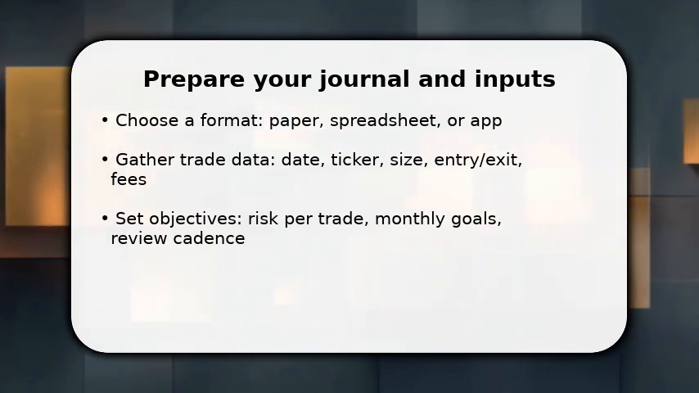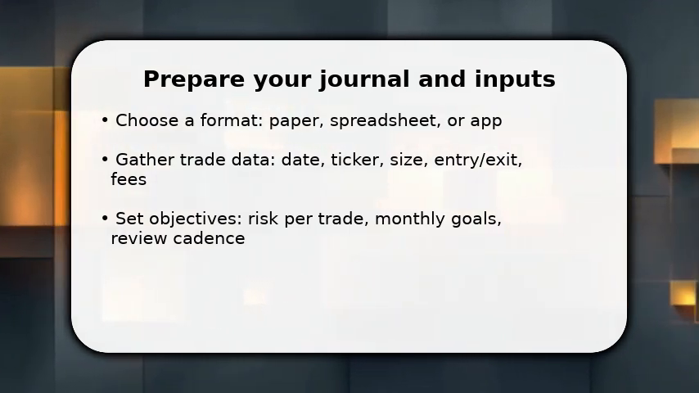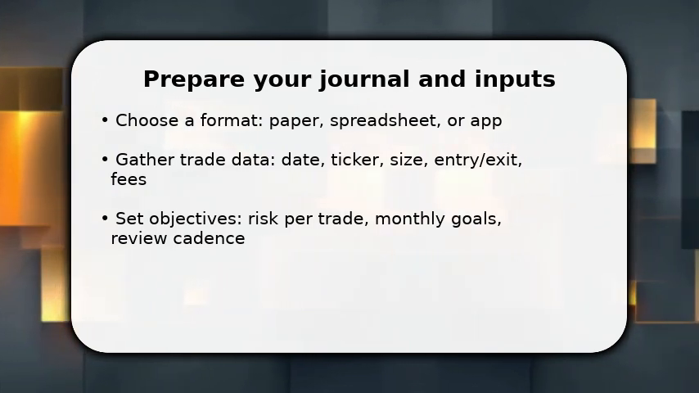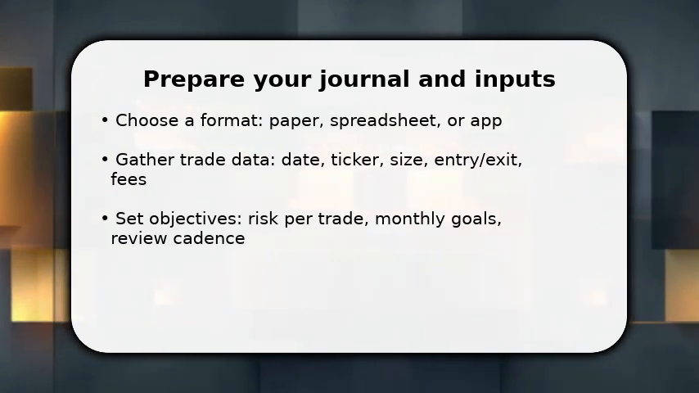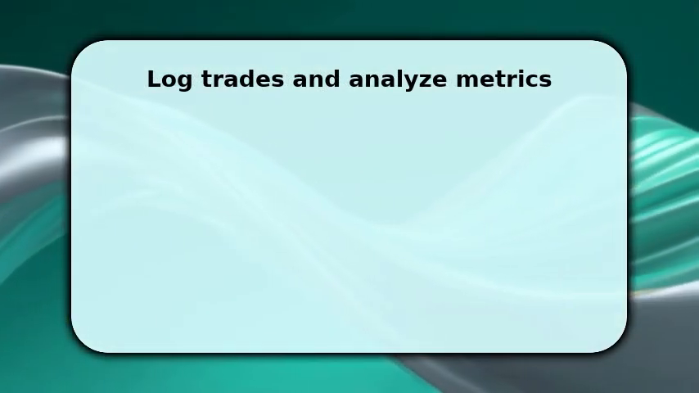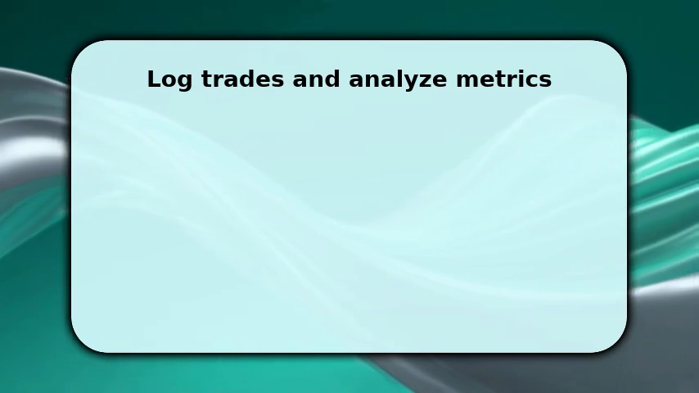This anchors future review. Make sure you write explicit objectives, risk per trade, and monthly return targets, because clarity guides consistent entries and useful metrics. Now log every trade as you place it. Real-time entries reduce hindsight bias.